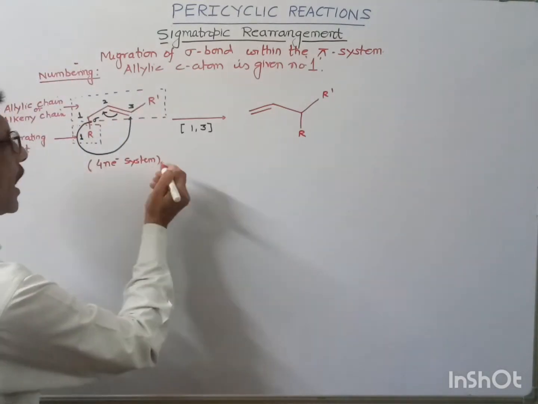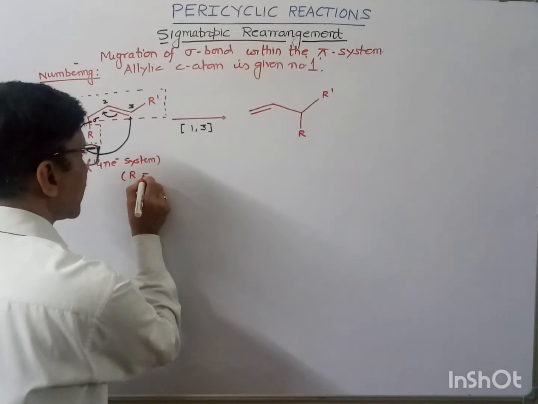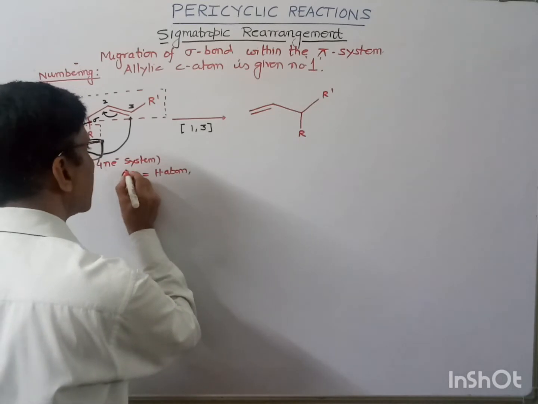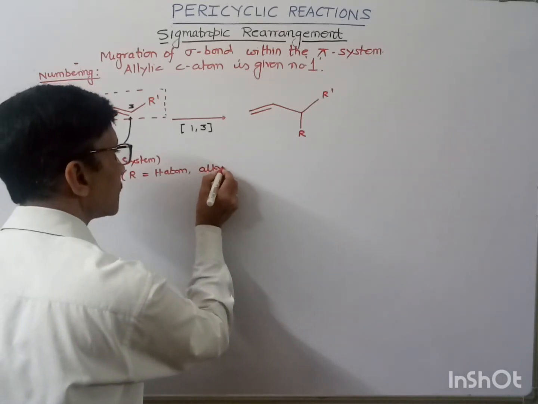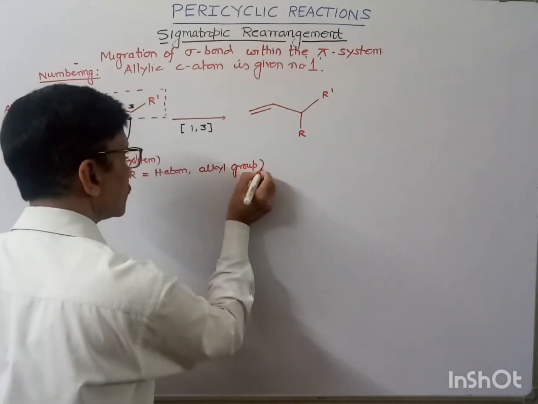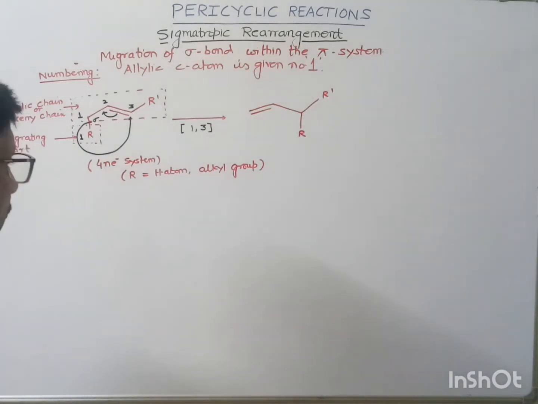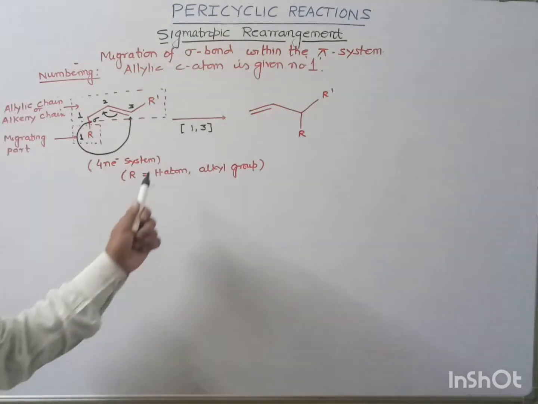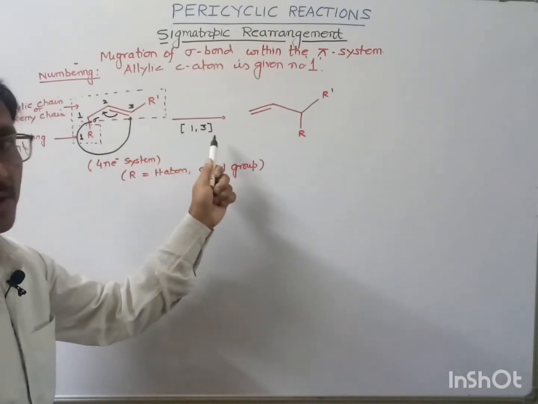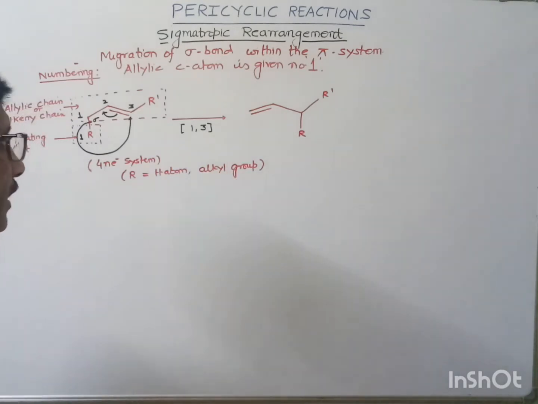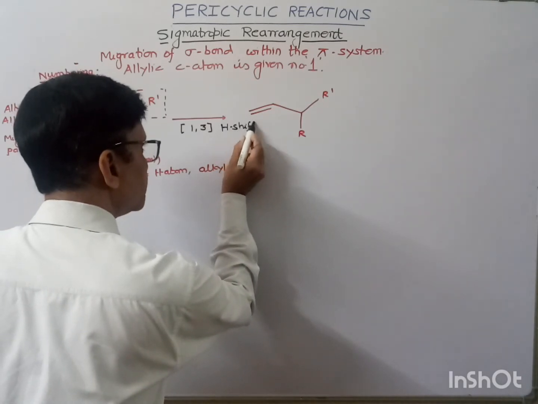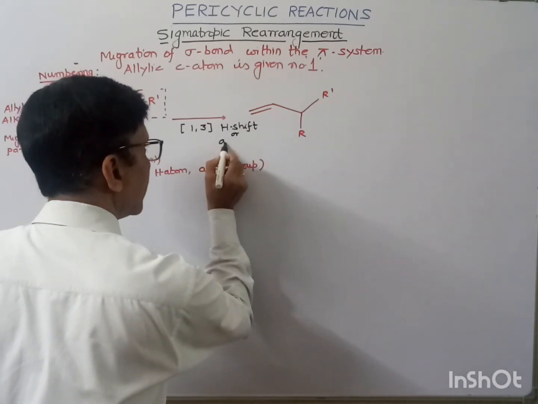So in this reaction, the R may be either a hydrogen atom, or it may be an alkyl group. Okay, so either we may call it a 1,3 hydrogen shift, or it may be called a 1,3 alkyl shift.